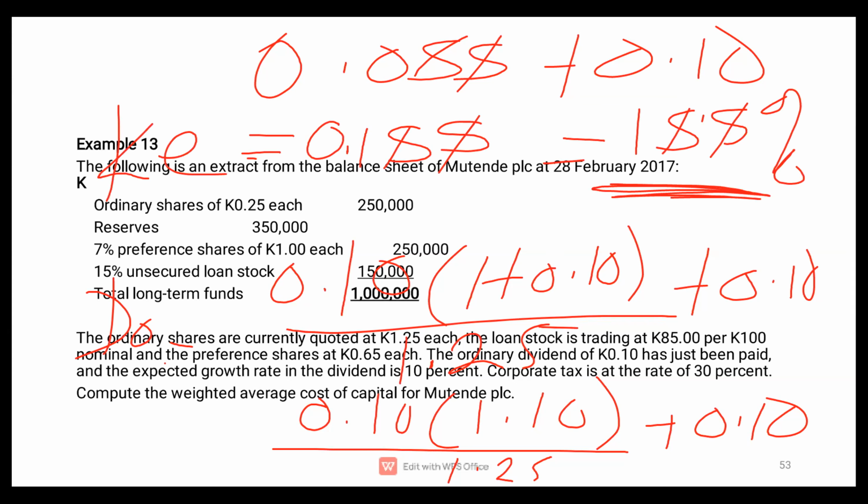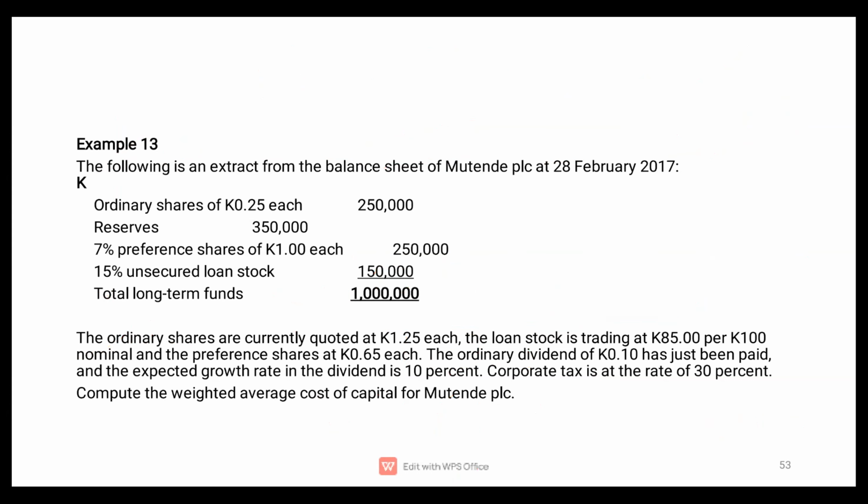So we have found the market value of equity. We have also found the cost of equity. What have we remained with? We need to find the cost of preference shares, right? Okay, let's find the cost of preference shares. Keep the values in the head.